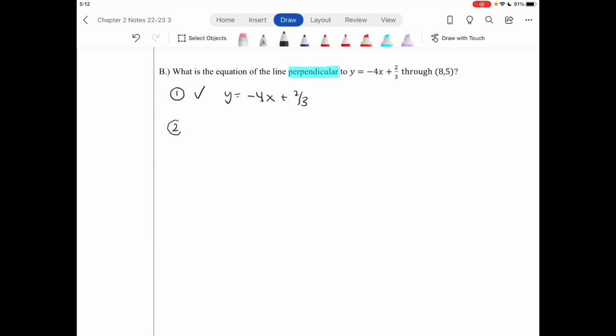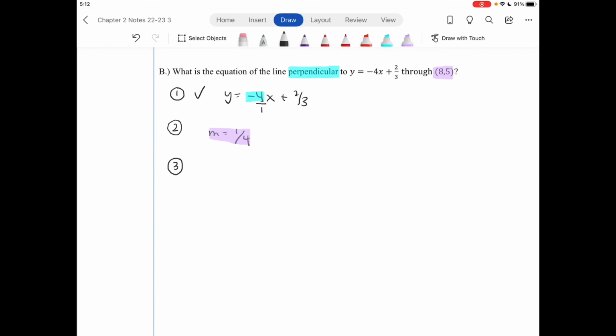Step number 2, we need to determine what kind of slope. Since it's perpendicular, we're going to make sure we're using the opposite reciprocal slope to -4. That means opposite is going to be positive. Reciprocal, this is 4/1, so it's going to become 1/4. Step number 3, we need to use our slope as well as the given point to now write the equation in point-slope form.